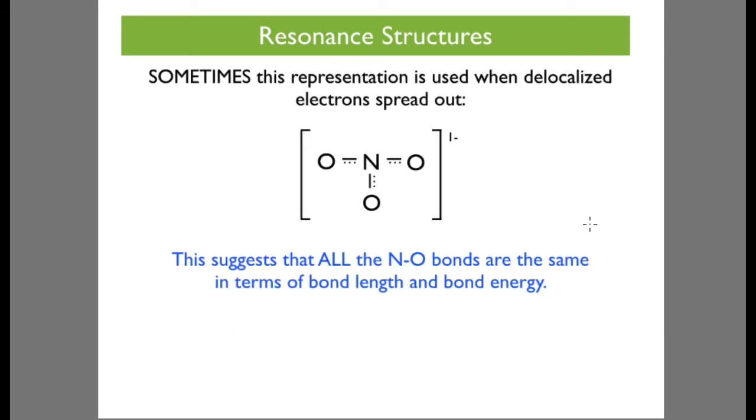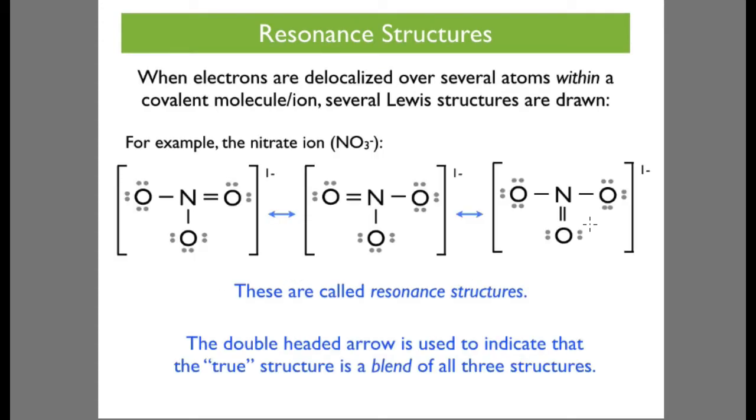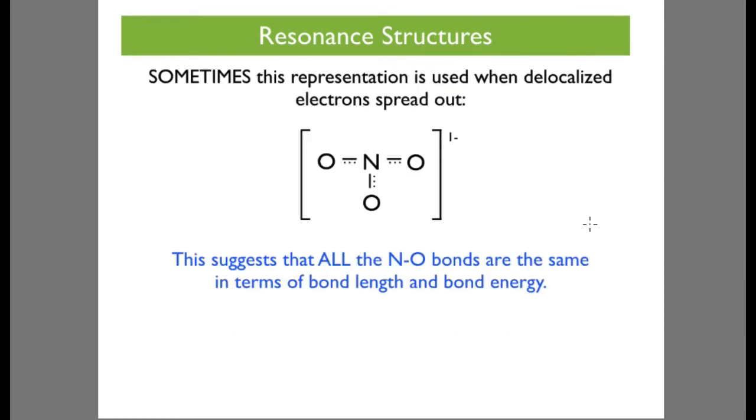Sometimes this representation is used when delocalized electrons spread out. This suggests that all the nitrogen-oxygen bonds are the same in terms of bond length and bond energy. The nitrogen-oxygen bonds are all an intermediate type of bond between a single nitrogen-oxygen bond and a double nitrogen-oxygen bond. This style is not recommended for Lewis structures. You should draw the 3 resonance structures.